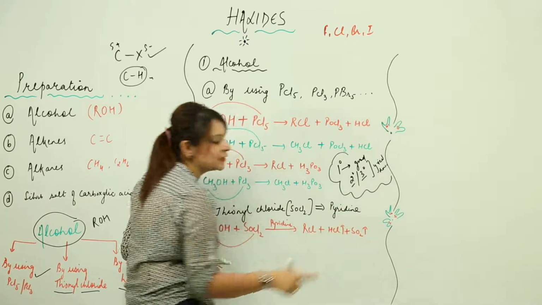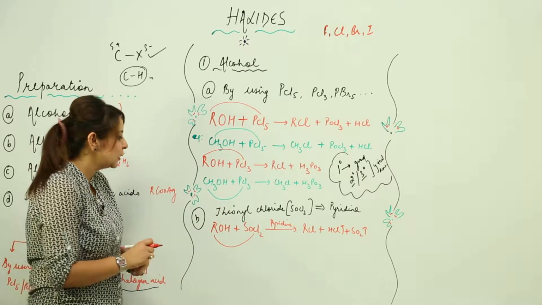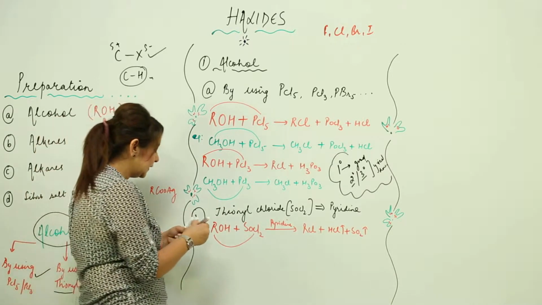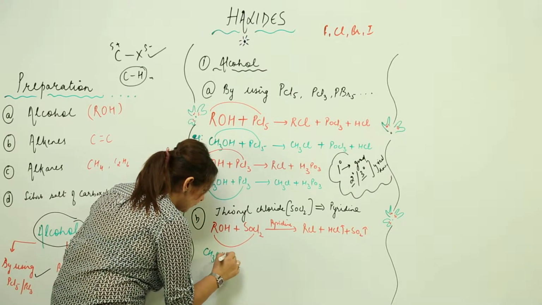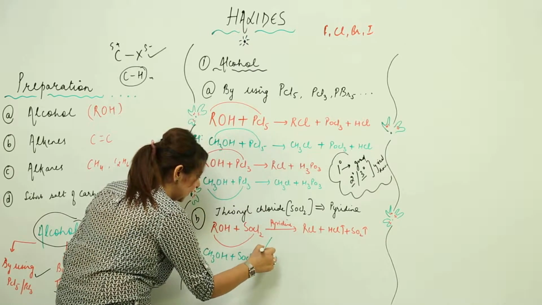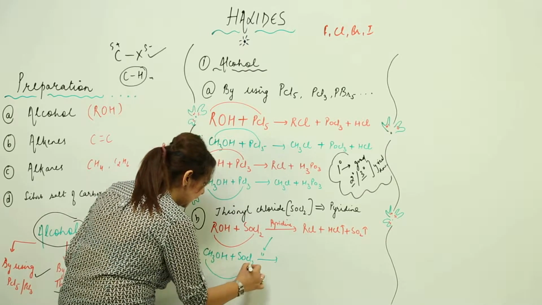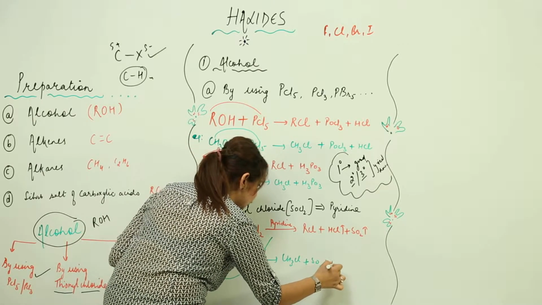These are volatile, they just escape. So it is hydrogen chloride gas and this is sulfur dioxide gas. Let's take an example for that. Let's say methanol, we add SOCl2 in presence of pyridine. What do we get? RCl. So this is CH3Cl. Along with that we get SO2 and HCl.